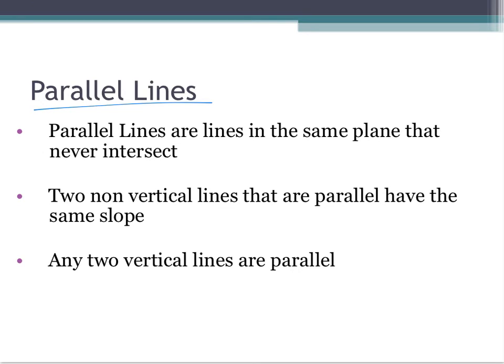Parallel lines are lines in the same plane that never intersect. Any two non-vertical lines that are parallel have the same slope. So we can tell what a parallel line is if it has the same slope as another line. And all vertical lines are parallel to each other, even though their slopes are undefined.